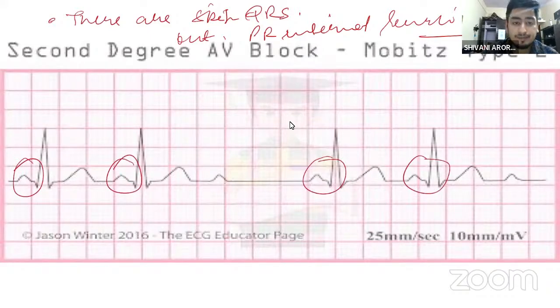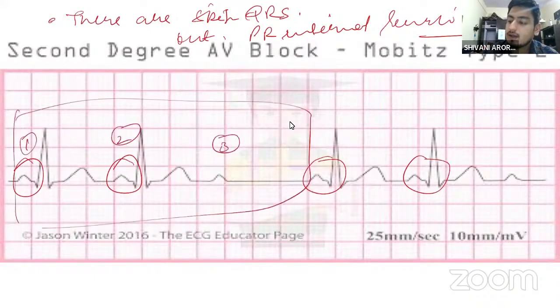Now in this too we have to tell the conduction ratio. So in this there is one P wave, a second P wave, and a third P wave in each cycle, and one QRS, two QRSs in each cycle. So this is a 3:2 second degree AV block. It can be 4:3 again. It can be 5:4.